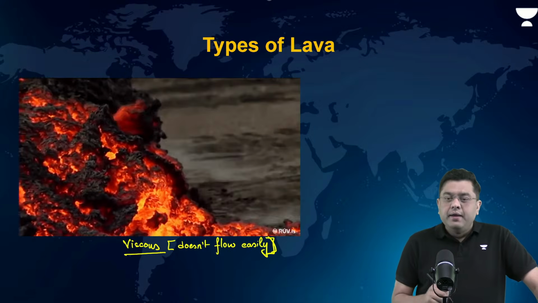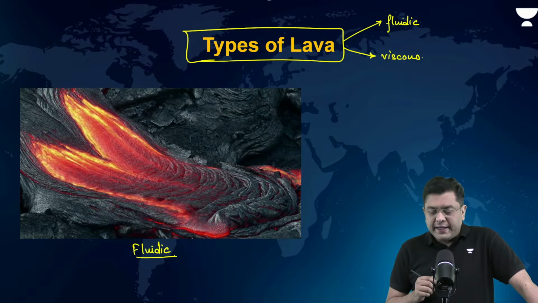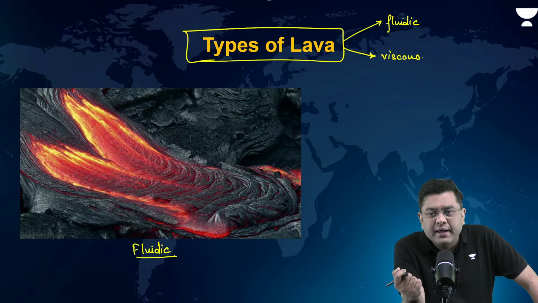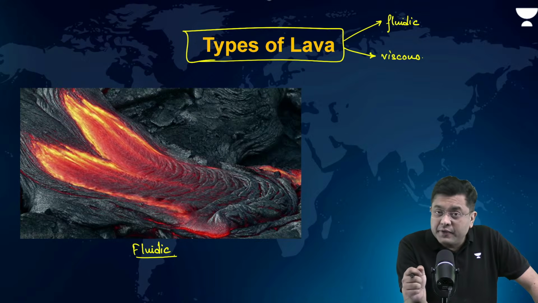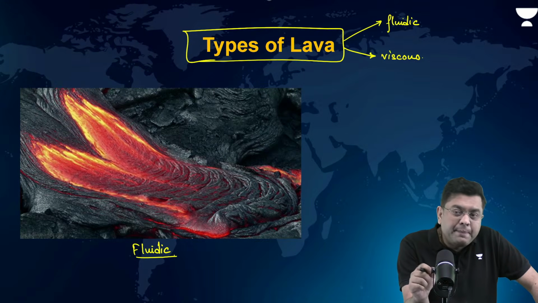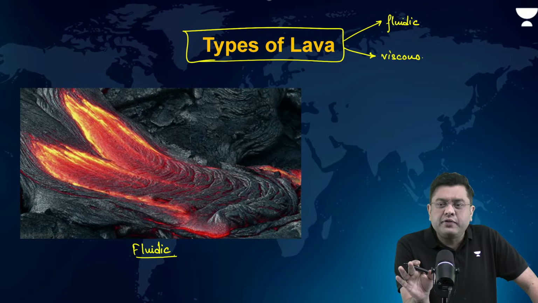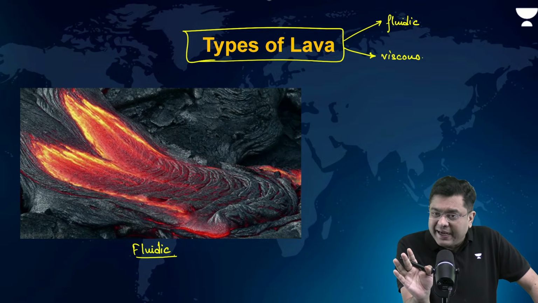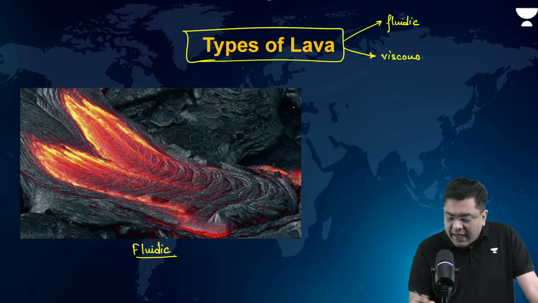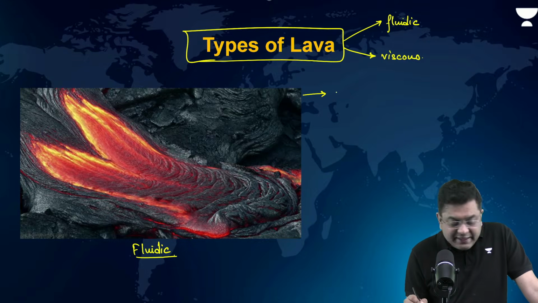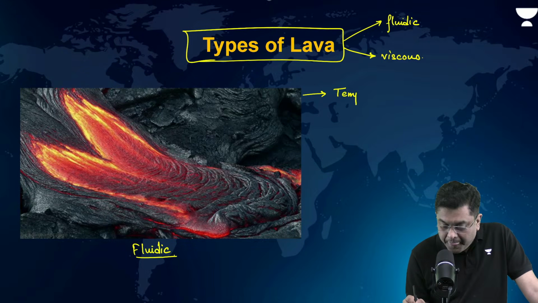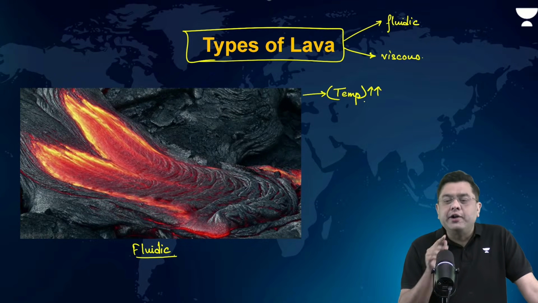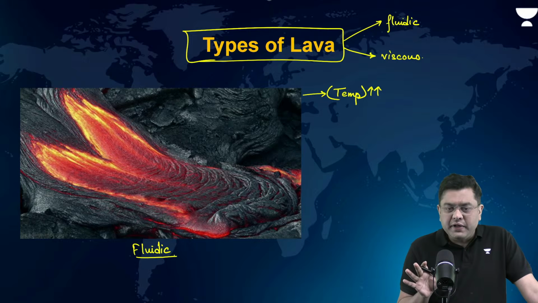Okay. Whereas in the first one, it is fluidic. Okay. Now, why will a lava be fluidic and why will a lava be viscous? It is dependent upon the materials, minerals, and the temperature. It is actually dependent on that. So, the fluidic lava, you will find that the temperature is much higher. I will give you a chart also so that you can revise easily.